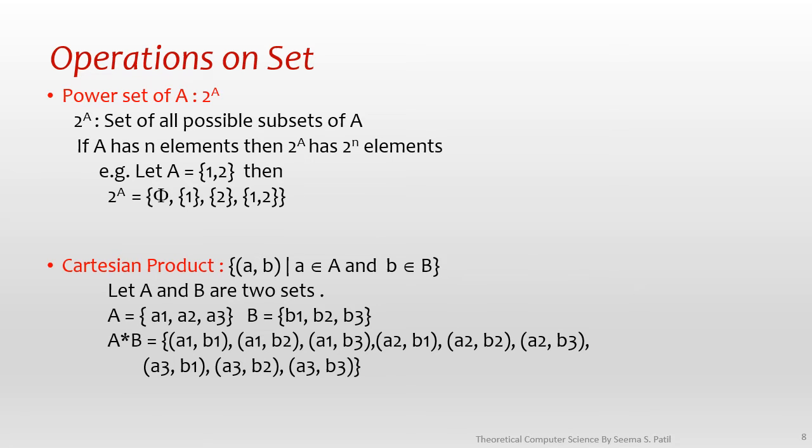So here you can write A star B equal to (a1, b1), (a1, b2), (a1, b3). Next element is a2. So write (a2, b1), (a2, b2), (a2, b3). Next element is a3. So write (a3, b1), (a3, b2), (a3, b3).